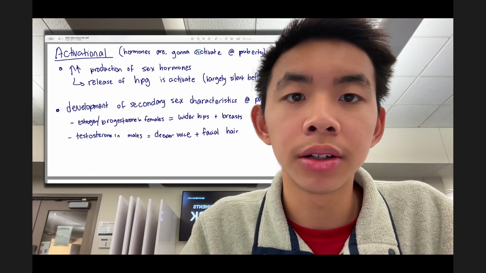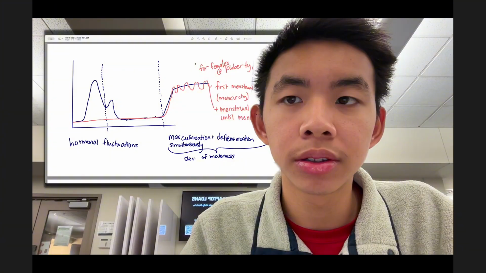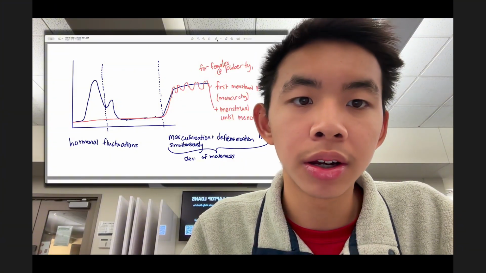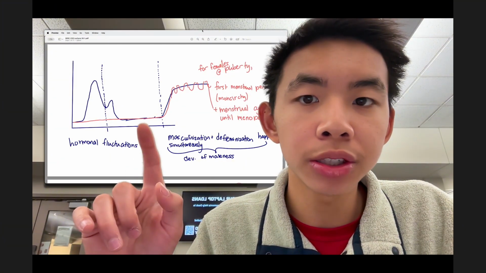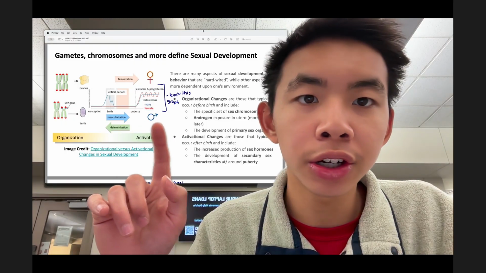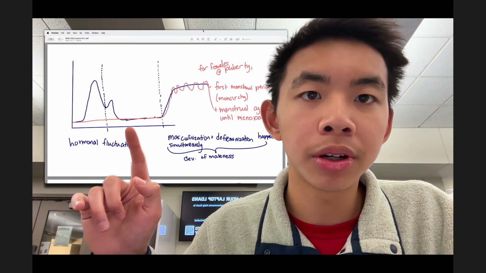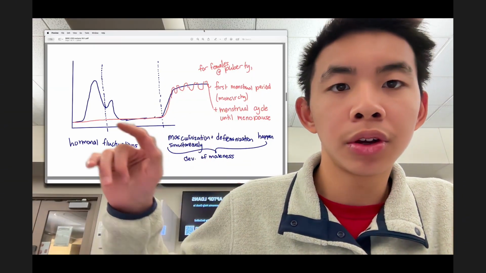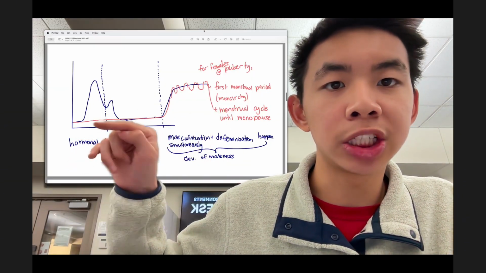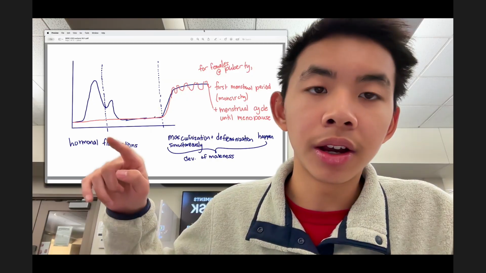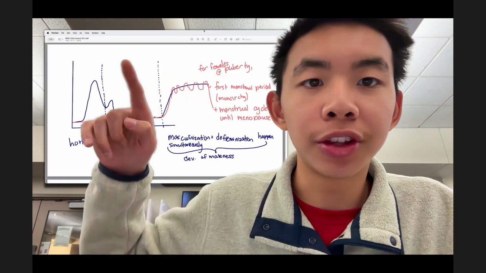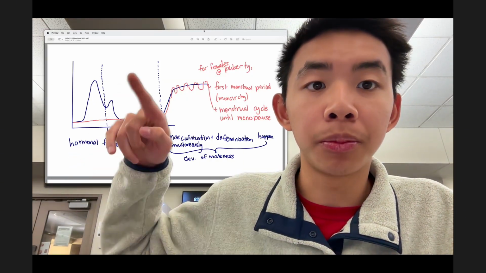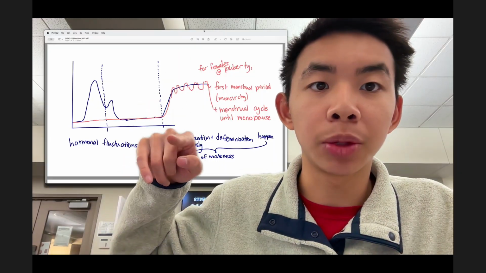Okay, moving on. Okay, so yeah, look at this graph real quick. This is that graph over here, but blown up. The blue line is for testosterone, the red line is for estrogen. The first dotted line right here is going to be during birth, and then the second one right here is going to be for puberty.